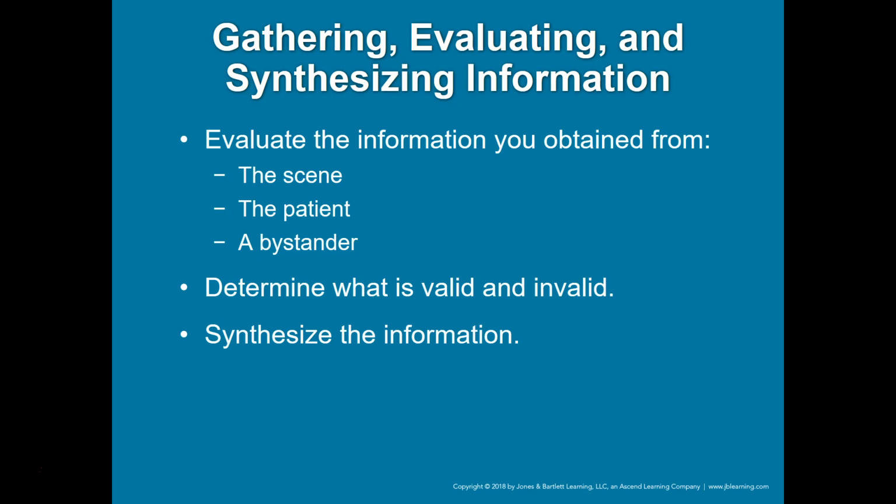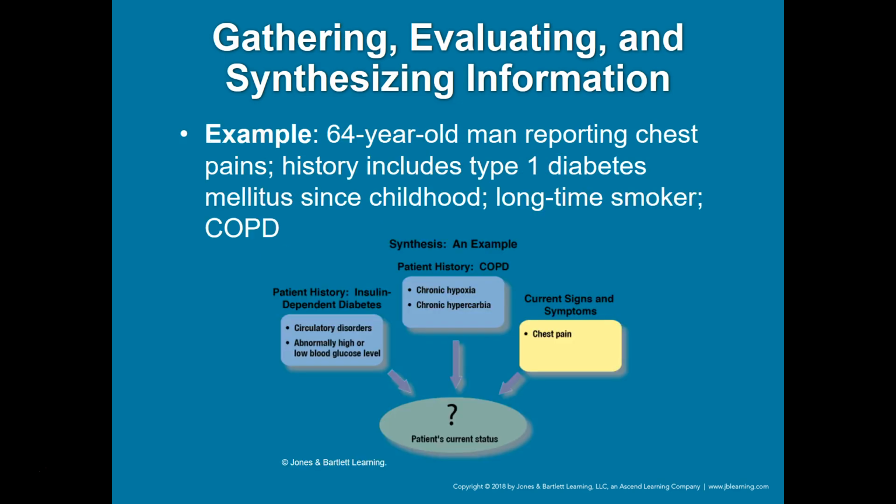So for an example, a 64-year-old man reporting chest pain. So he's type 1 diabetic since childhood. He started smoking in high school and has COPD since he was in his 50s. He's a longtime smoker. Like I said, he has COPD since his 50s. So this is kind of just this example. So a comorbidity, you'll see that word later, but this is where it applies.